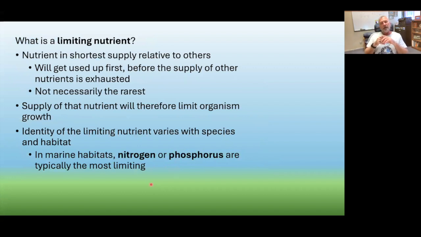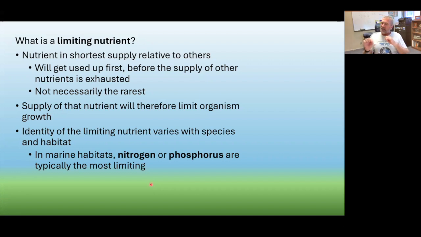So a lot of times you'll hear ecologists, when looking at say a wetland environment, if we're lacking living organisms, especially plants, it's really obvious with plants. Oftentimes you'll hear us refer to limiting nutrients, right? A limiting nutrient is the nutrient that's in the shortest supply relative to all of the nutrients that that organism needs, right? So it tends to get used up first. In other words, the supply runs out before all of the other nutrients are exhausted.